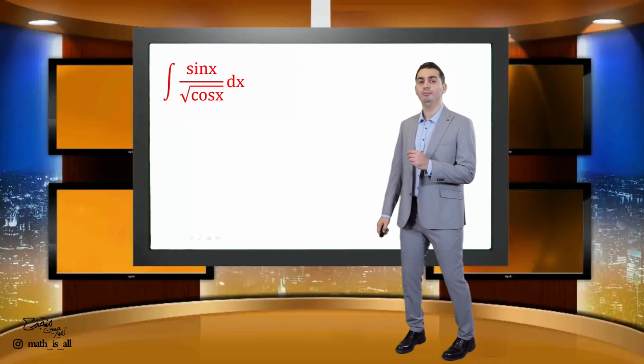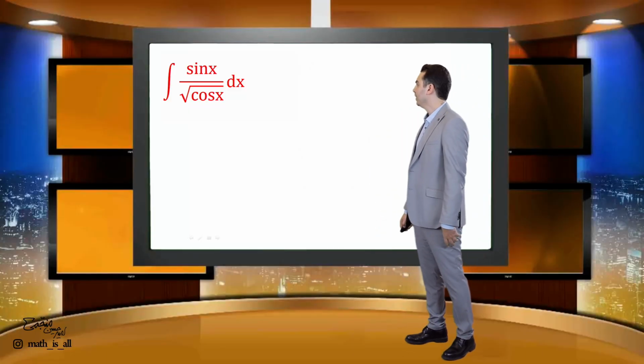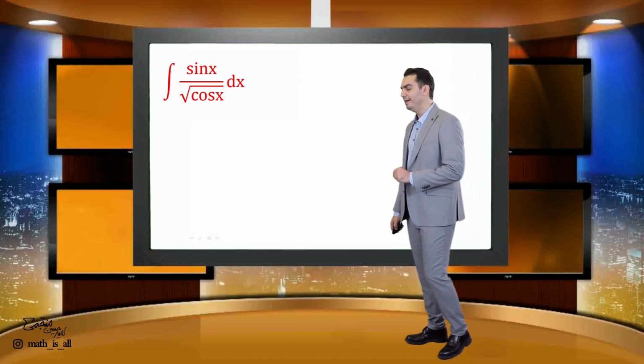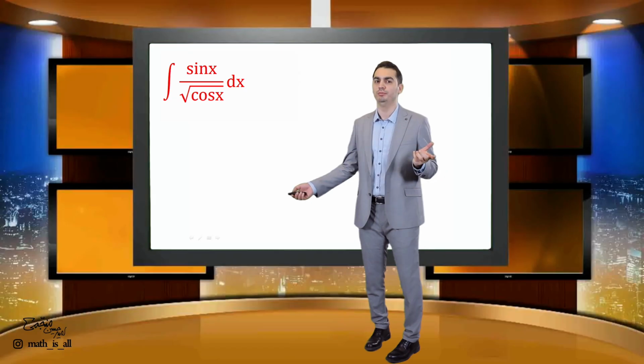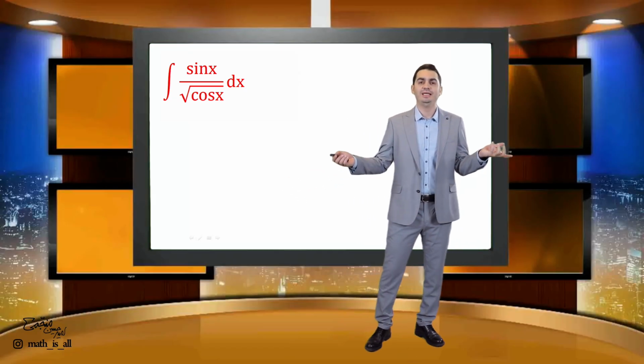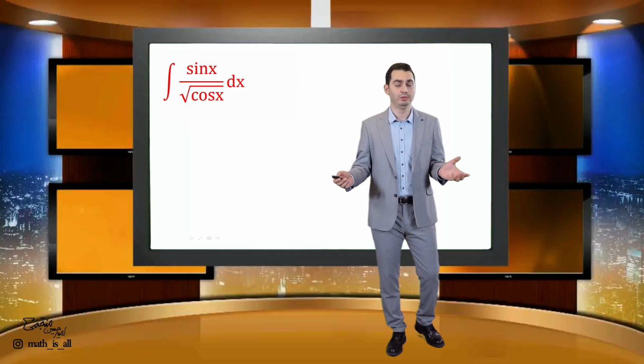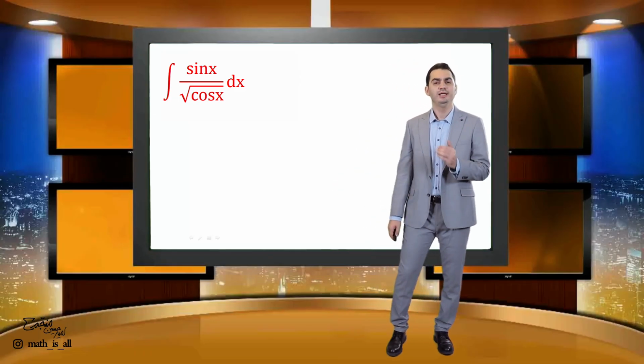Next example, I'll guide you through it first, then I'll give you some time to solve it. The integral of sine x divided by the square root of cosine x. Let me mention an important point. We never set just x as u. It simply doesn't make any sense. Setting u equal to x doesn't change anything. It gets us nowhere. We need to choose a meaningful expression for u.